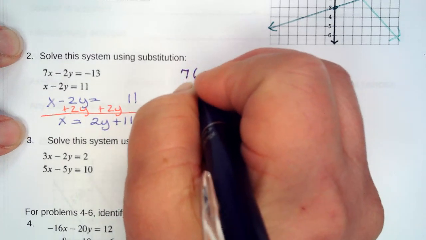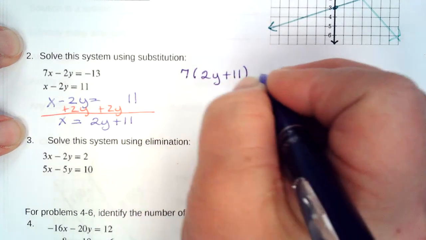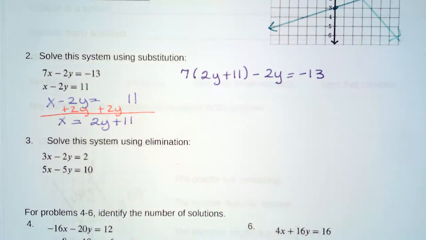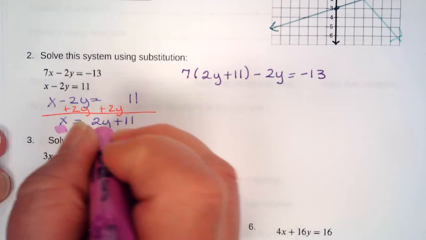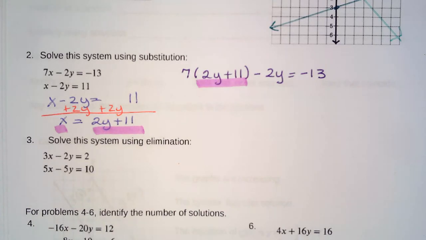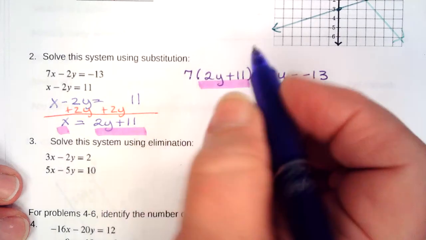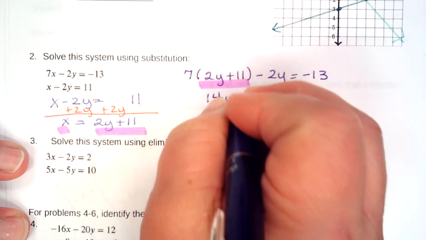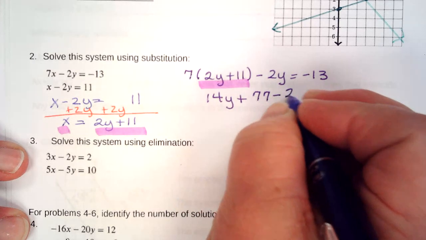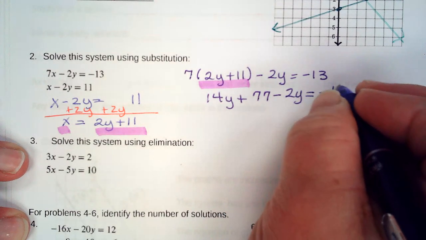7 times (2y plus 11) minus 2y is equal to -13. All I did was substitute what x is into the equation where x was. Now I have to use just the distributive property. 7 times 2y is 14y, plus 7 times 11 is 77, minus 2y is equal to -13.